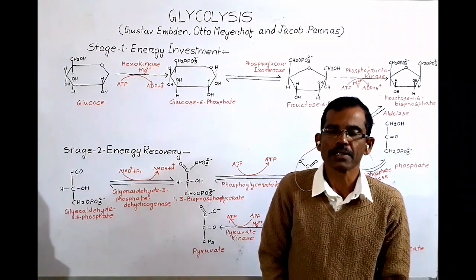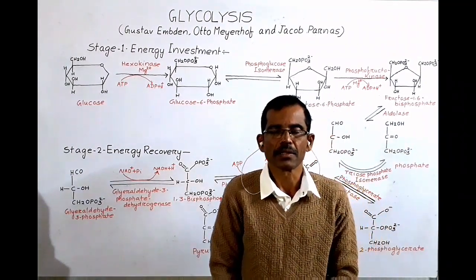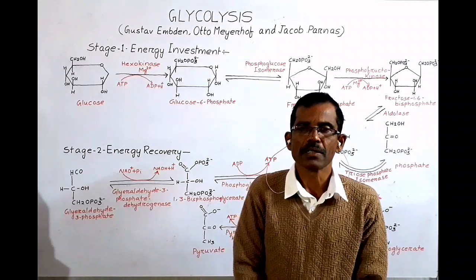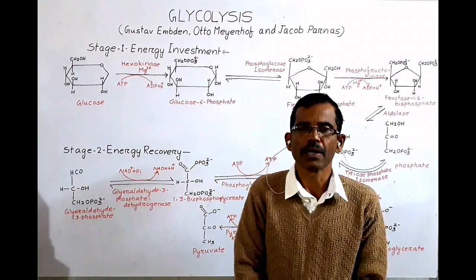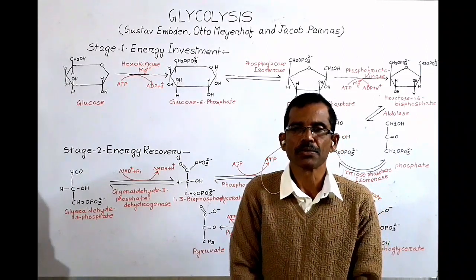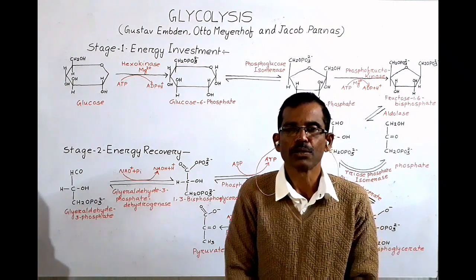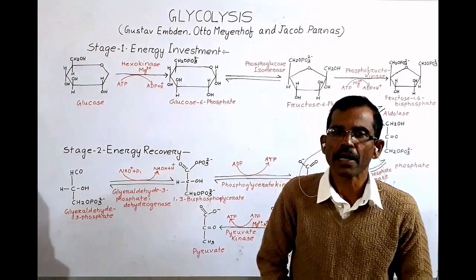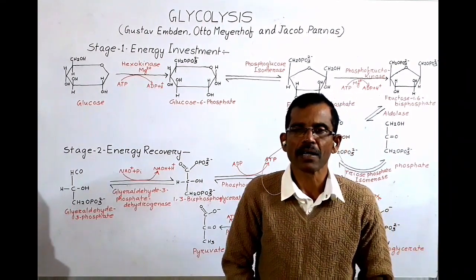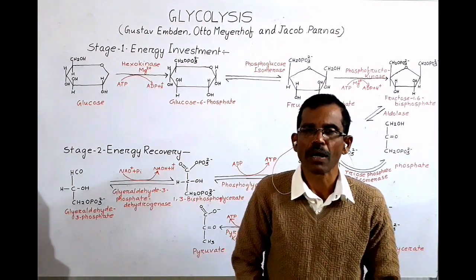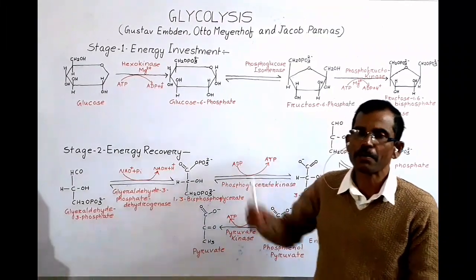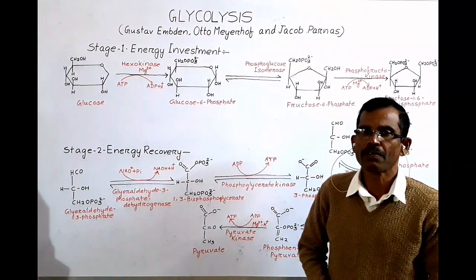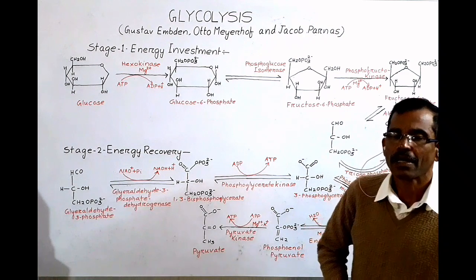Today we shall discuss glycolysis. The term glycolysis is derived from two Greek words. Glykos means sugar, lysis means loosening. It is alternately known as the Embden-Meyerhof-Parnas pathway to commemorate the works of Gustav Embden, Otto Meyerhof and Jacob Parnas.